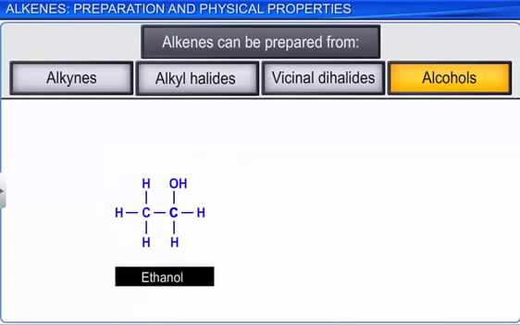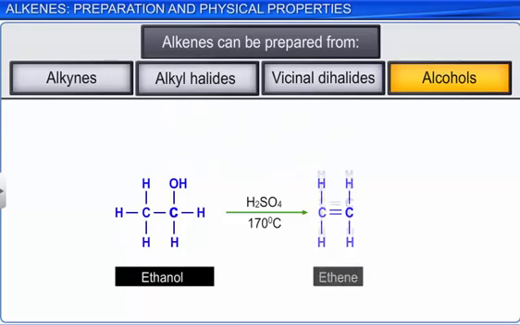An example of this would be the dehydration reaction of ethanol on heating with concentrated sulfuric acid to form ethene. During this reaction, the hydrogen atom and the hydroxyl group from adjacent carbon atoms are eliminated in the form of water to form ethene.